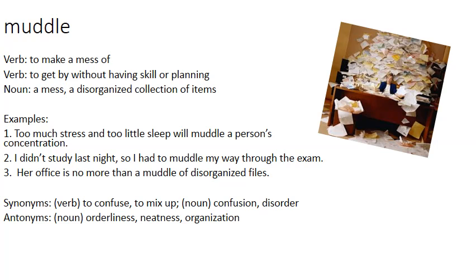As a noun, a muddle is a mess or a disorganized collection of items. As in the picture shown here, her office is no more than a muddle of disorganized files. Synonyms of muddle would be to confuse or mix up, or in the noun form, confusion, disorder. As an antonym, orderliness, neatness, and organization would be the opposite of the noun form of muddle.